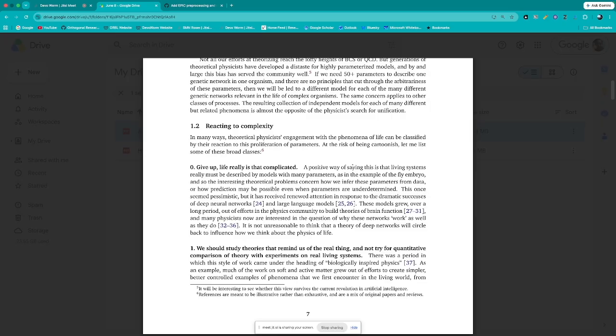So he starts with point 0, which is not necessarily serious, but it's worth thinking about, which is give up. Life is really that complicated. A positive way of saying this is that living systems really must be described by models of many parameters. This is just a fact of life. And so the interesting theoretical problems concern how we infer these parameters from data, or how prediction may be possible even when parameters are undetermined, or underdetermined, I should say.